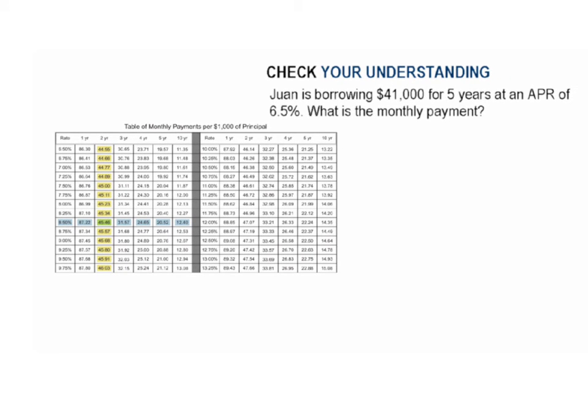So if we look at 6.5%, it's going to be right here at the top. 5 years is $19.57. However, it's for $41,000. So we have to take $19.57 and multiply it times 41. When you do that, you get $802.37. Please get that down in your notes, and we'll proceed to the next slide.